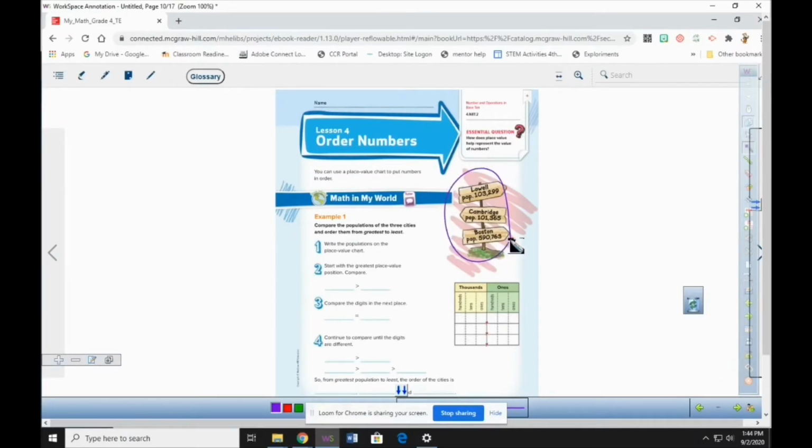Okay, here are our 3 cities. I have to remember that I'm going to put my answer from greatest to least. I have to put the biggest number first and the smallest number last. Let's go ahead and use our place value chart to fill these numbers in. 9, 9, 2, 3, 0, 1. 5, 6, 3, 1, 0, 1. 3, 6, 7, 0, 9, 5.